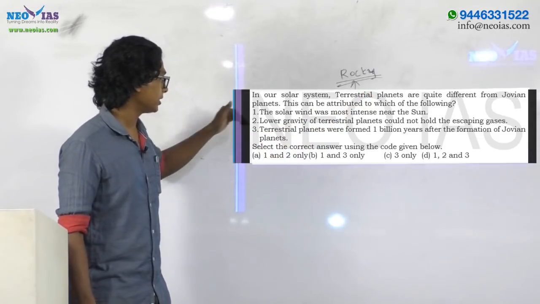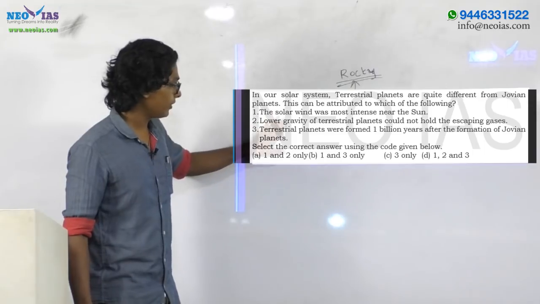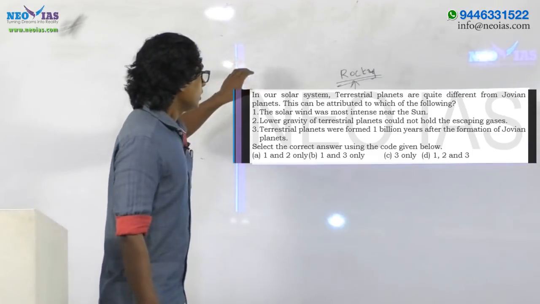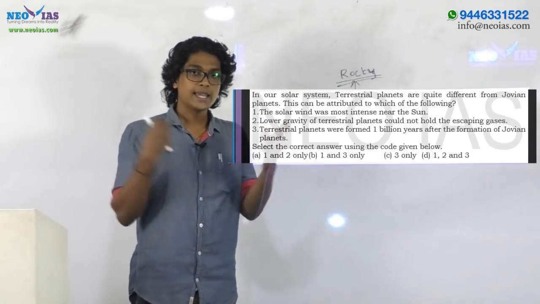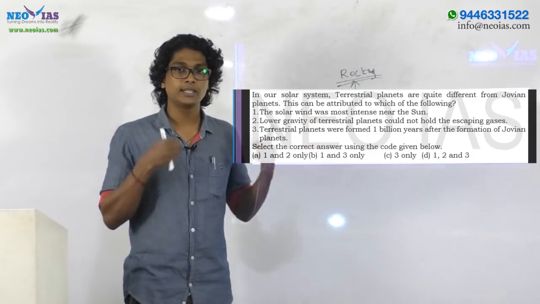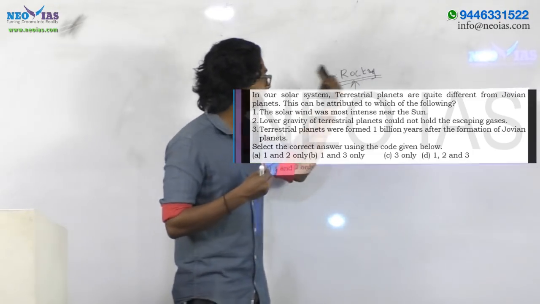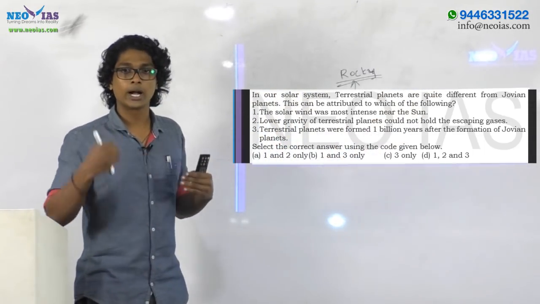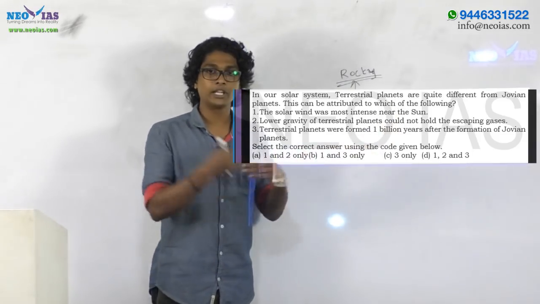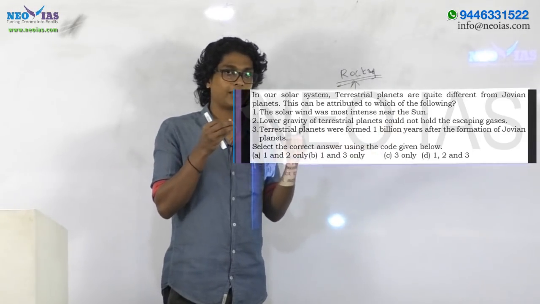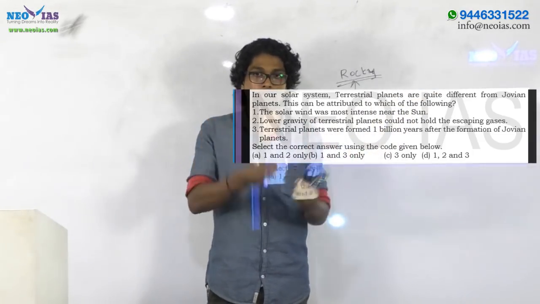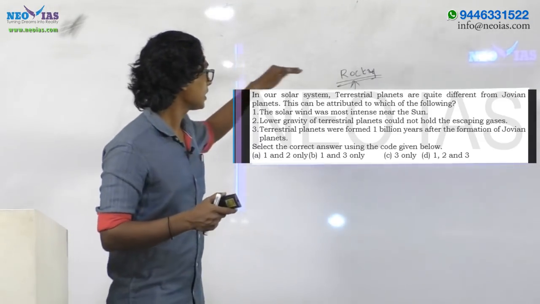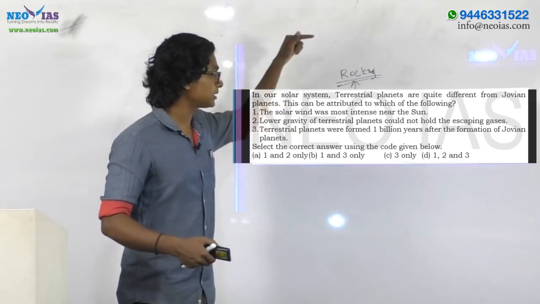So it is a 3-statement question. Let's look at the first statement: the solar wind was most intensive near the sun. Now the solar wind means the high energy particles coming from the sun, and this solar wind will obviously influence the terrestrial planets more than the Jovian planets. So due to this, the primordial atmosphere of these terrestrial planets was initially taken away. The Jovian planets are all gas giants, in the sense that gases condensed to form the Jovian planets. At the same time, the magmas solidified to form the terrestrial planets.